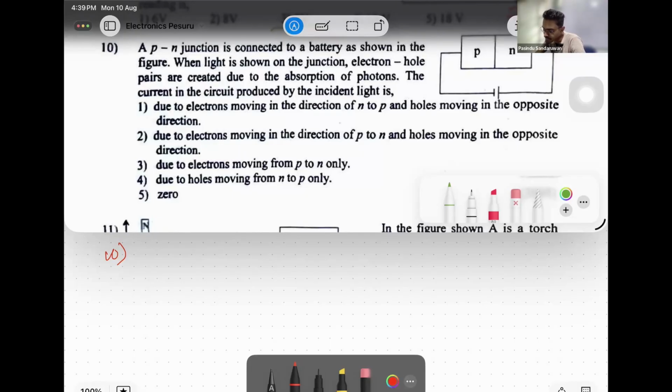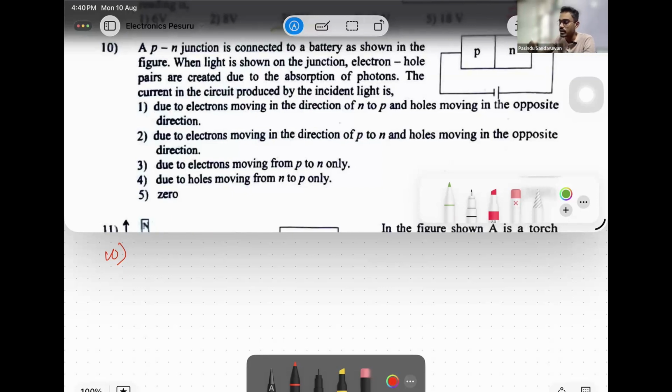Current produced is always from, now you can check the battery also. That is connected as P to N. If that is connected as P to N, current is going to flow in the opposite direction. That's a leakage current. So the leakage current flows in the opposite direction.